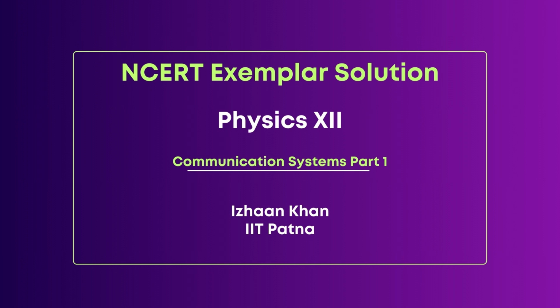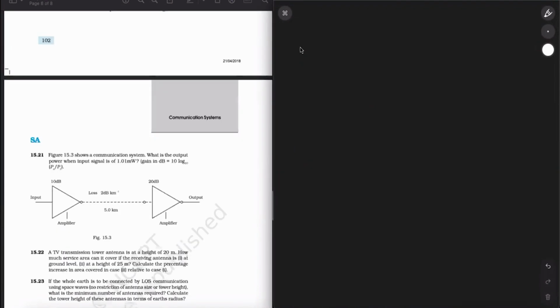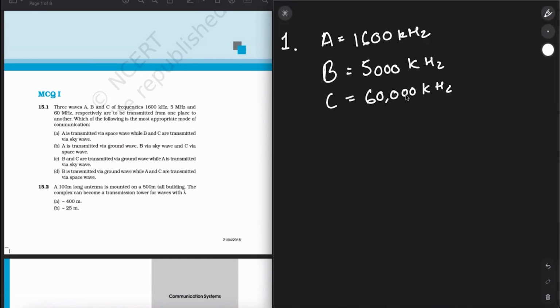So today we begin our topic. Discussion is on communication system. Three waves A, B, and C. A has a frequency of 1600 kilohertz, B has a frequency of 5 megahertz, or 5000 kilohertz, and C has a frequency of 60 megahertz, or 60,000 kilohertz, respectively. These are to be transmitted from one place to another. Then, which of the following is the most appropriate mode of communication?